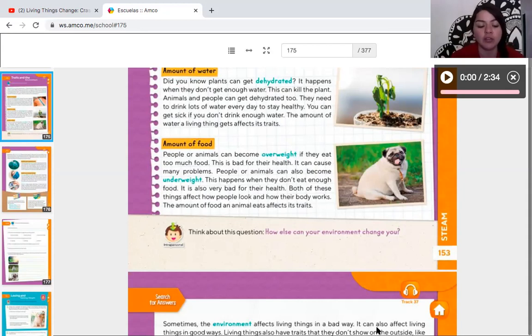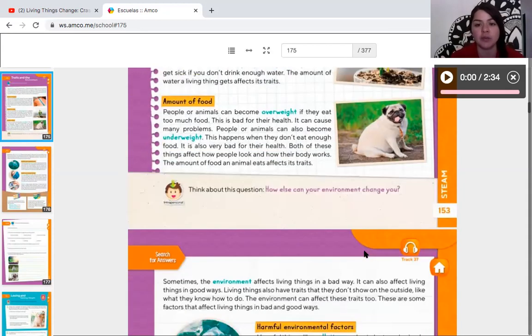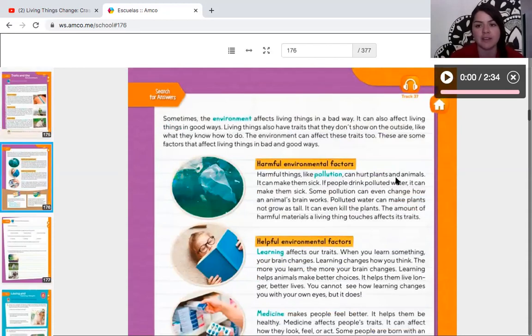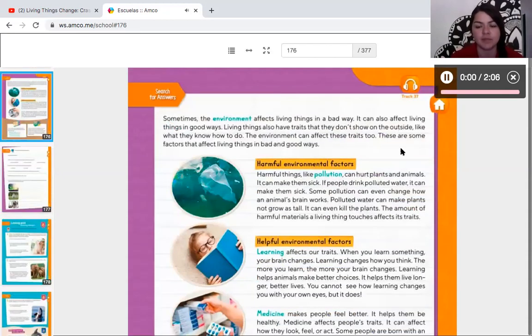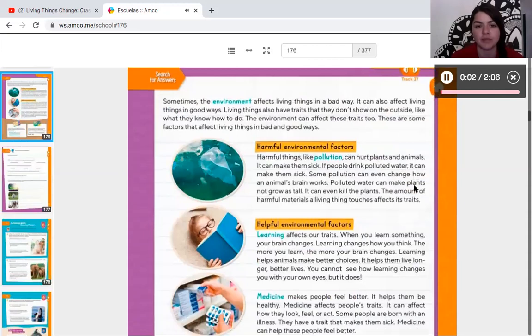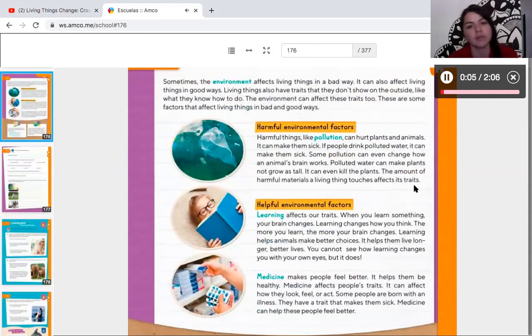Now, let's go to page 152. Let's keep reading, guys. Sometimes the environment affects living things in a bad way. It can also affect living things in good ways. Living things also have traits that they don't show on the outside, like what they know how to do. The environment can affect these traits too. These are some factors that affect living things in bad and good ways.